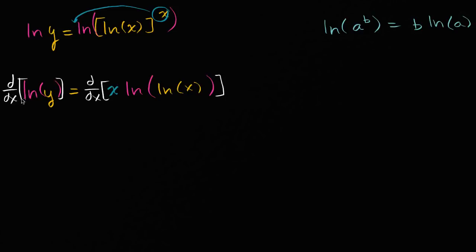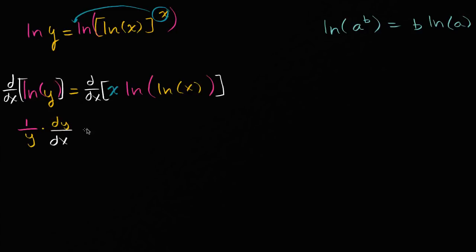On the left-hand side, this is essentially an application of the chain rule. When you learn implicit differentiation, it's really just an application of the chain rule. It's the derivative of the outside function with respect to the inside function. So the derivative of the natural log of y with respect to y is just going to be 1 over y, times the derivative of the inside function with respect to x, so dy dx.